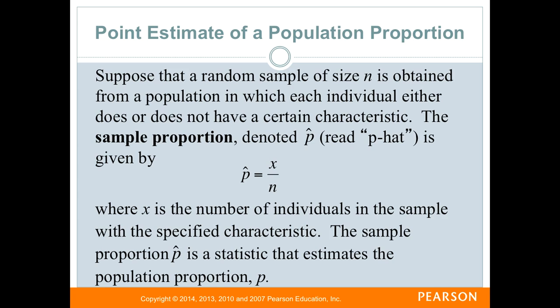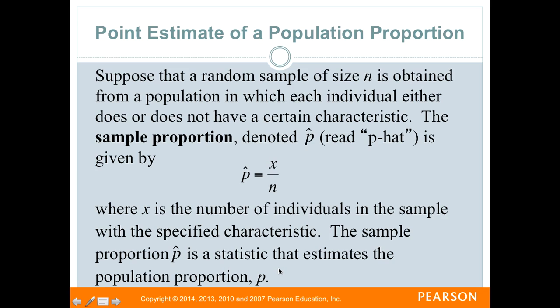So the sample proportion, denoted p hat, we read this as p hat, it's just like a p with a little hat on top, is found by taking x over n. Now x is the number of individuals in the sample that actually have the specified characteristic. So for example, if we're talking about presidential approval rating, it would be the number of people who approve of the president. And then n, of course, would be your sample size. Now the sample proportion p hat is a statistic that estimates the population proportion.